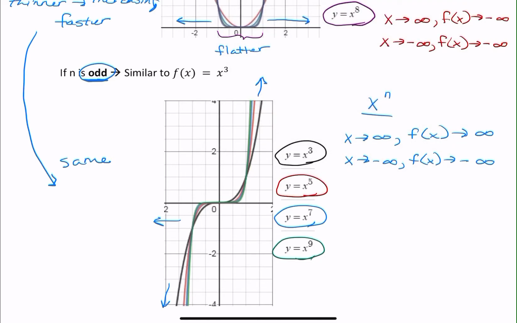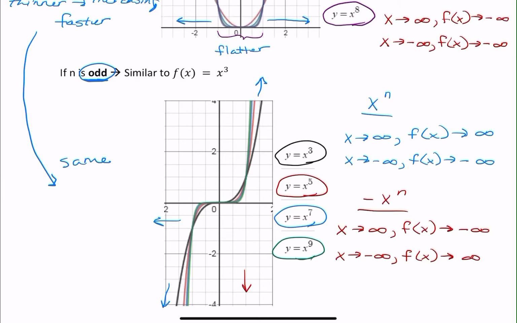Now, if you had a negative x to the n, where n is odd, it's going to flip that around so that if x approaches infinity, your f of x will be going to negative infinity. And as x approaches negative infinity, f of x goes to infinity. So it would just be flipped the opposite direction. This side would go down, and this side would go up. So that's when you're talking about the end behavior of a power function.